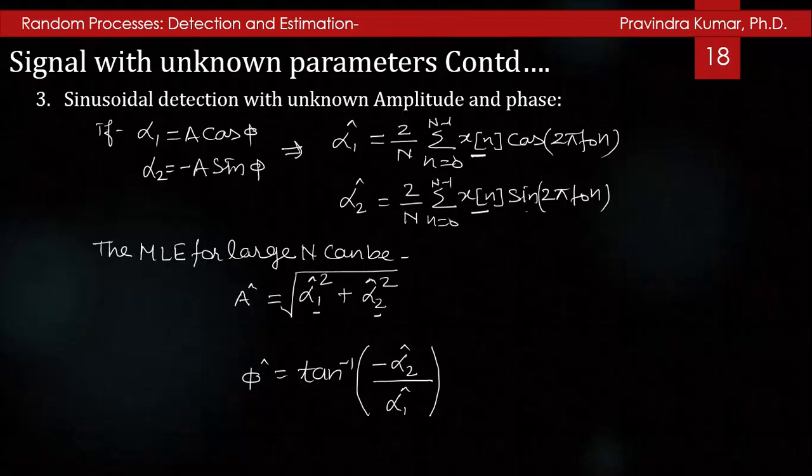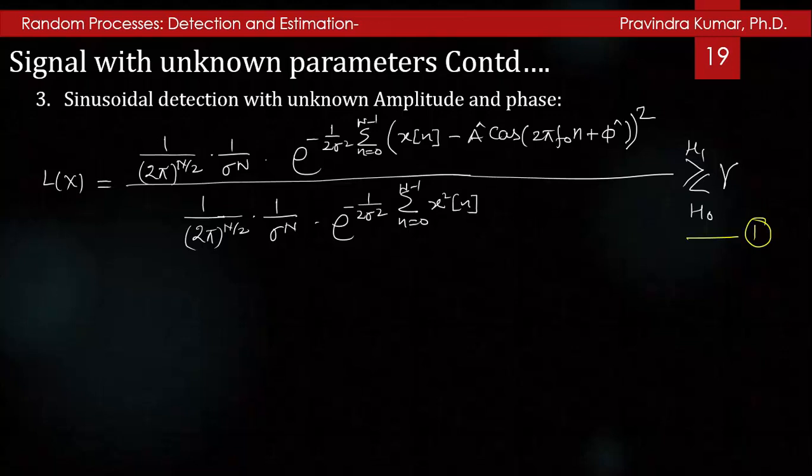Here, because you have the signal s[n] as A cos(2 pi f0 n plus phi), after expanding it using cos(a plus b) equals cos a cos b minus sin a sin b, you have separated all the parts and given the values alpha 1 as A cos phi and alpha 2 as A sin phi, and then you get these estimated values of A and phi.